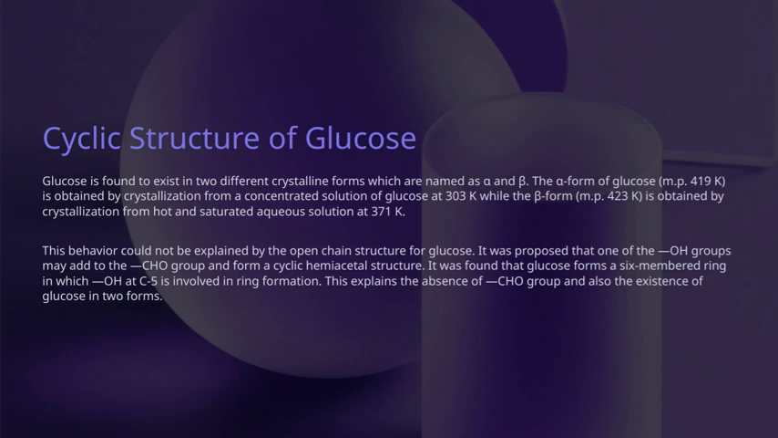On the other hand, the beta form melts at about 423 Kelvin and forms when you crystallize from a hot, saturated aqueous solution at about 371 Kelvin. So, in summary, glucose's ability to form a six-membered ring explains a lot about its chemical behavior and physical forms, which is fundamental to understanding its role in biological systems and its chemical properties overall.